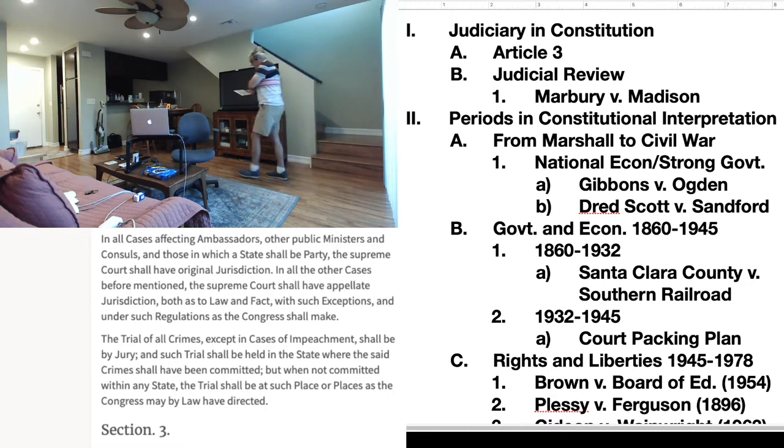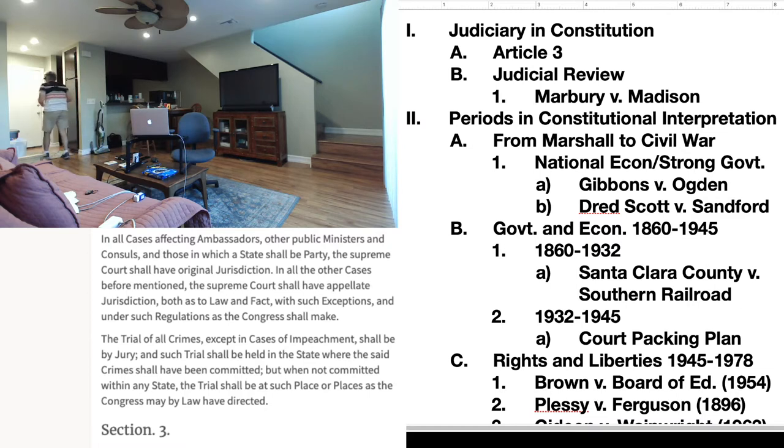Write it down. In cases that involve the federal government, in cases that involve two states suing each other, in cases that involve the federal government getting sued by a state, okay? The Supreme Court shall be the first to hear the case, original jurisdiction.